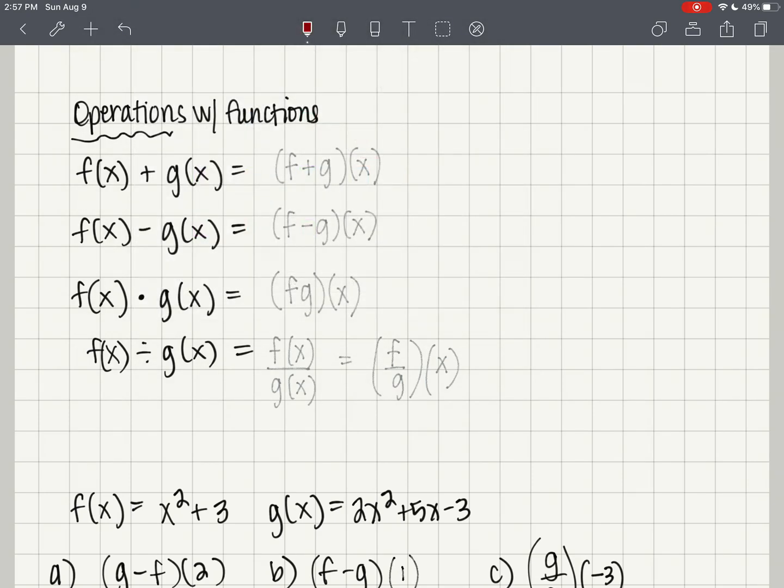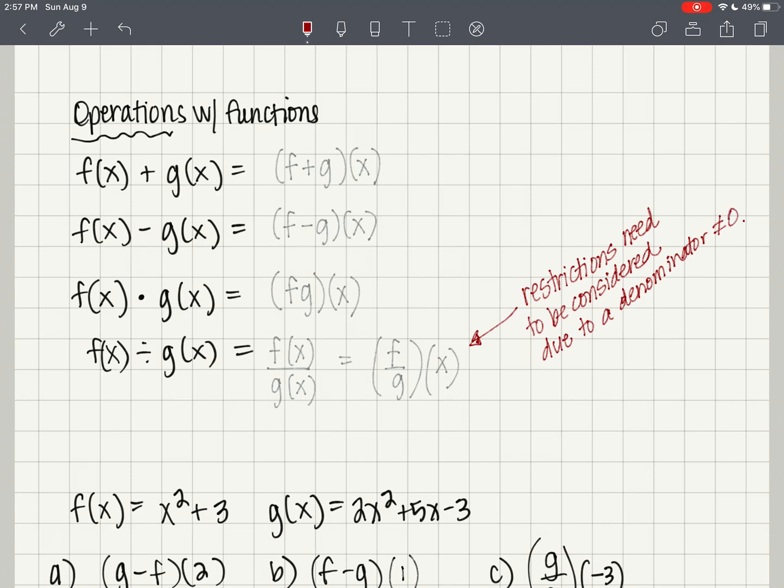Now, this one, because we're dealing with a quotient, we have restrictions that need to be considered because of the denominator. So we've got restrictions that need to be considered due to a denominator which cannot equal 0.